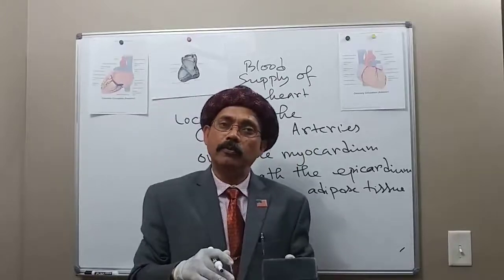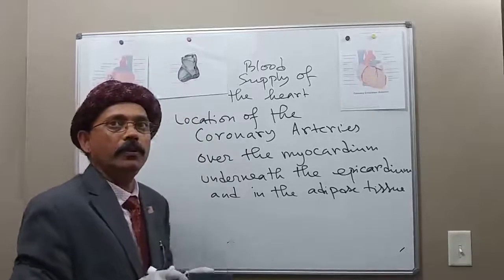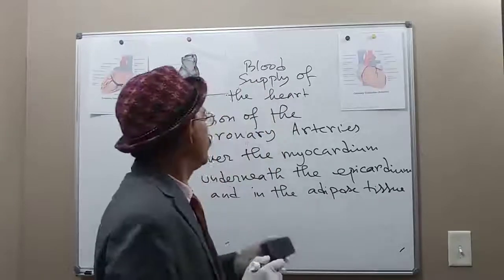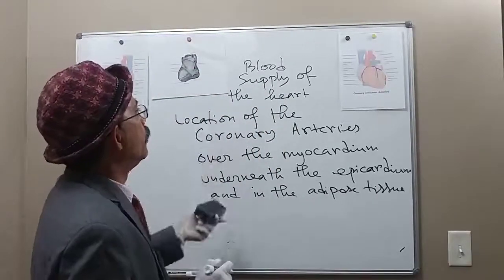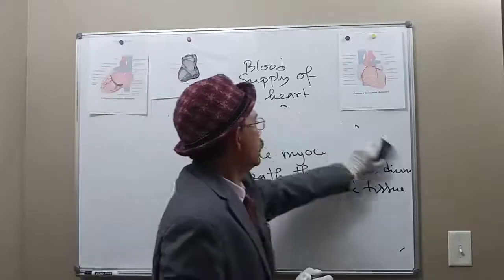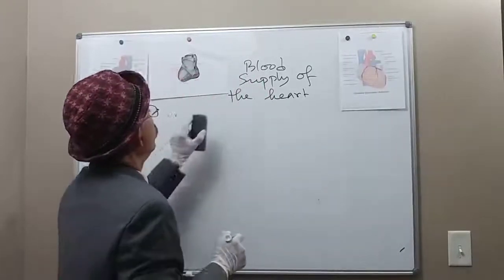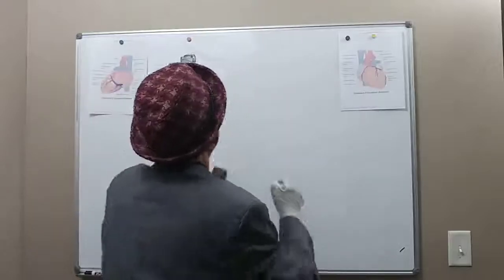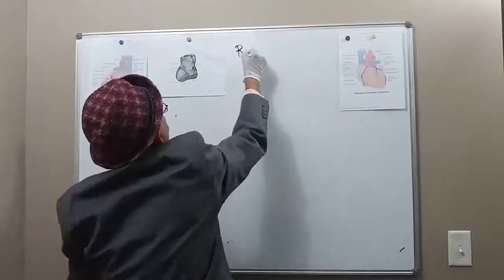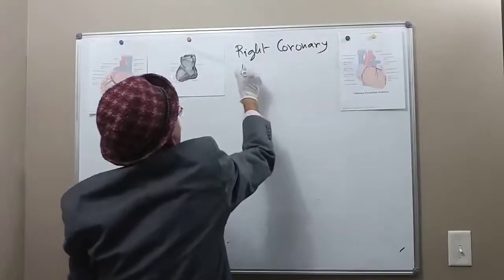The coronary arteries pass in that space over the myocardium. We have two coronary arteries, the right coronary artery and the left coronary artery. We have the location of the coronary arteries. Then we go through the branches of the coronary arteries. First of all, we go to the right coronary artery.